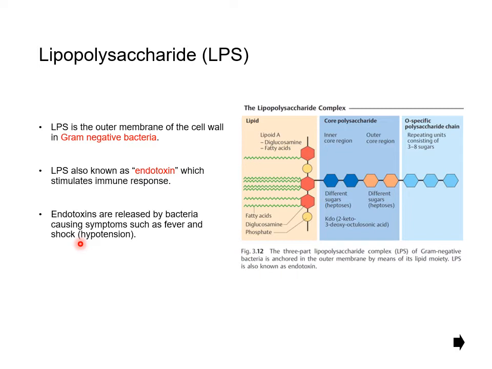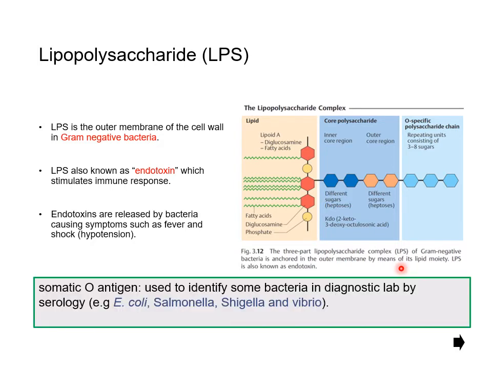When they are released by the bacteria, they cause fever. So if your patient has fever and has a gram-negative bacteria, you will immediately know that this fever is caused by the endotoxin. And which part of this bacteria is the endotoxin? It's the somatic antigen, which we usually use for identification of the bacteria.